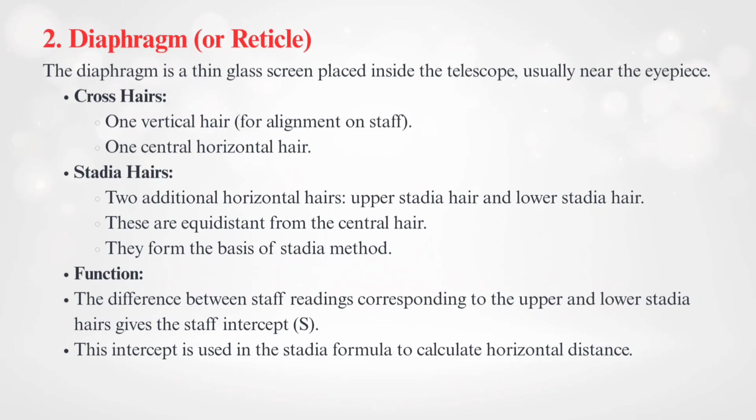So when we observe the staff through the telescope, we have three readings: top, middle and bottom. The difference between the top and the bottom reading is called the staff intercept, and it is used in the tacheometric formula to calculate the distance.